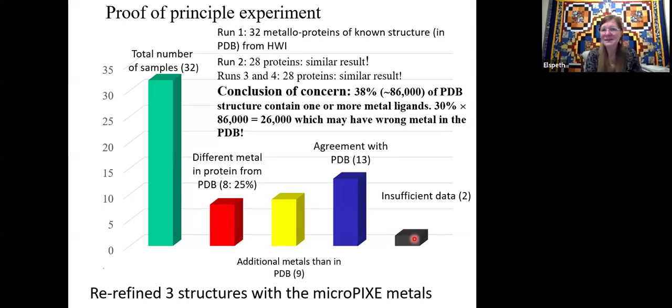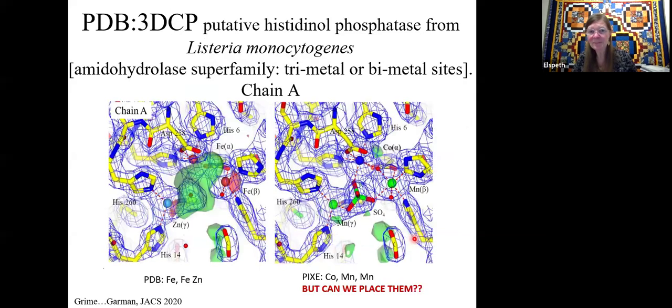Now, 38% of the Protein Data Bank, as I mentioned, 86,000 structures, probably have metal ligands in. If 30% of them are wrong, that's 26,000 of them which may have the wrong metal in the PDB. So the question is, can we correct them? And I'm just going to show you one example of how we did this.